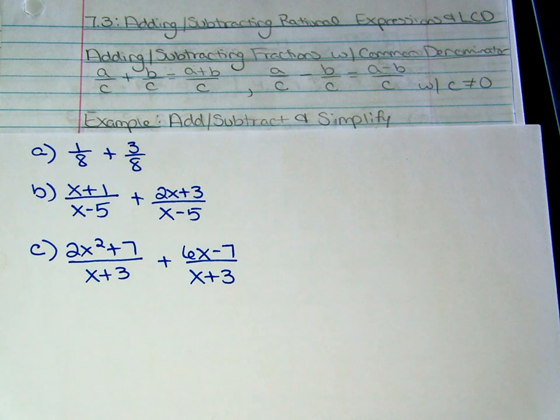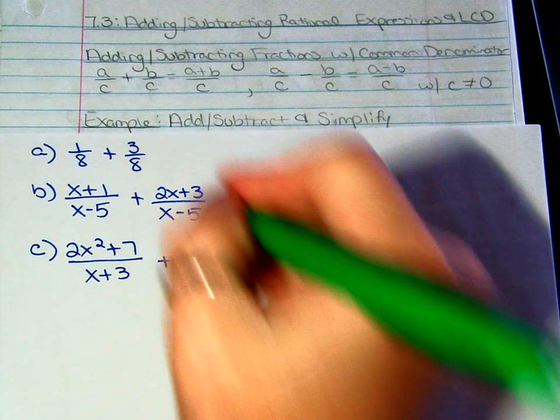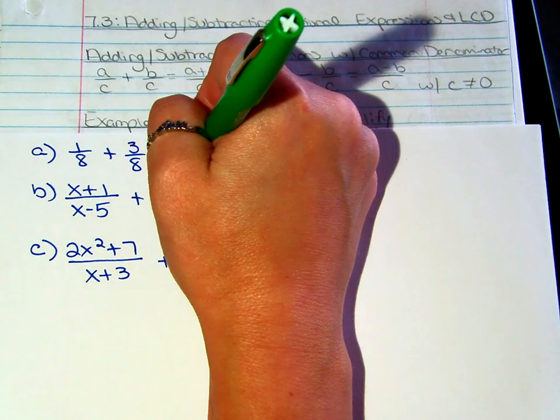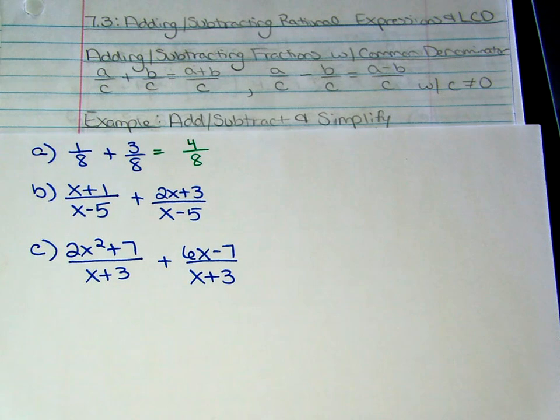So A is about as simple as it can get. It's all numerical. There's no variables. There's no expressions. It's just 1 over 8 plus 3 over 8. The denominators are the same. And so what we're going to do is we add straight across the top. 1 plus 3 is 4. The denominators we do not add. They stay whatever the denominator is.